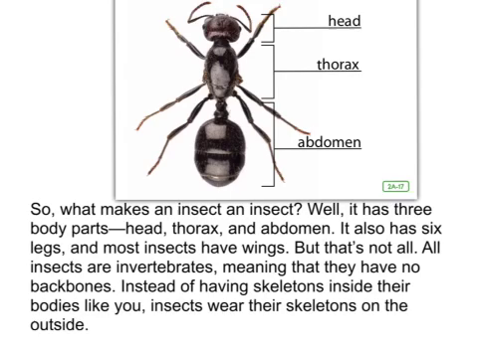So, what makes an insect an insect? Well, it has 3 body parts: head, thorax, and abdomen. It also has 6 legs, and most insects have wings. But that's not all. All insects are invertebrates, meaning that they have no backbones. Instead of having skeletons inside their bodies like you, insects wear their skeletons on the outside.